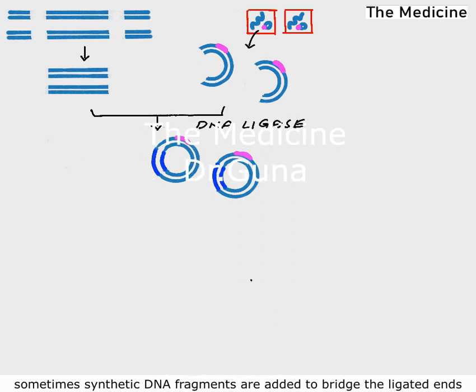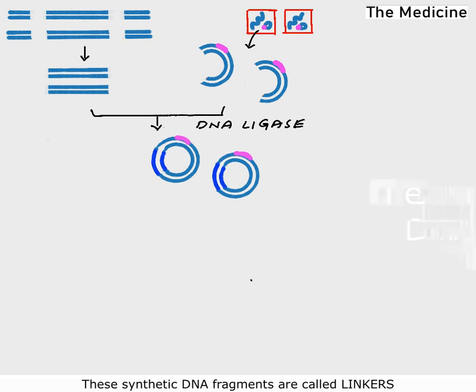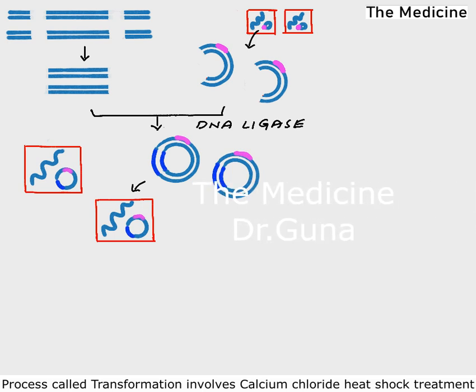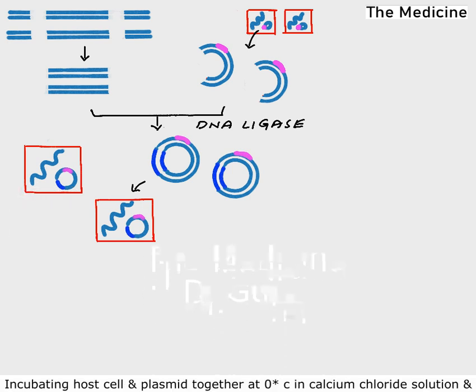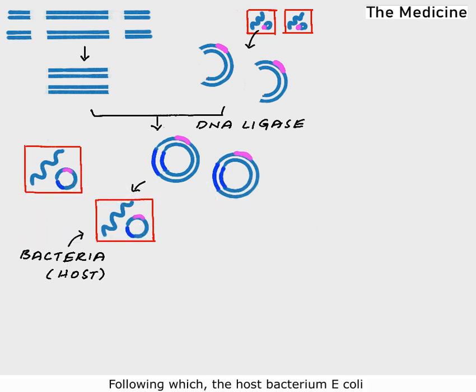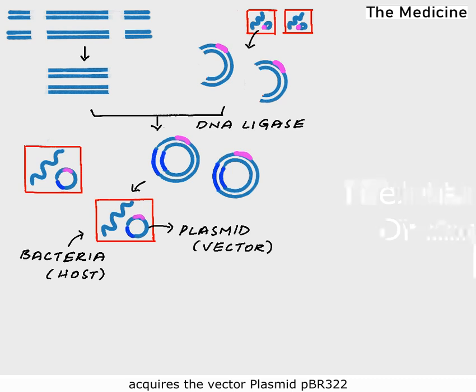Sometimes synthetic DNA fragments are added to bridge the ligated ends. These synthetic DNA fragments that bridge are called linkers. The hybrid plasmid is then introduced into the host bacterial cell E. coli. The process, called transformation, involves calcium chloride heat shock treatment. The host cell and plasmid are incubated together at 0 degrees Celsius in calcium chloride solution and subjected to heat shock by rapid temperature shifts between 37 and 43 degrees Celsius. Following this, the host bacterium E. coli acquires the vector plasmid pBR322.